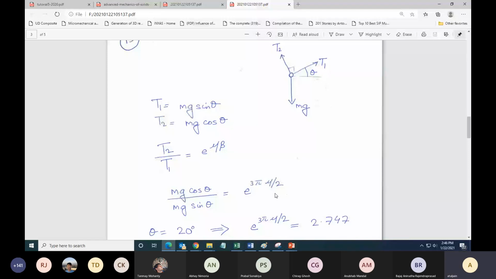So T1 is mg sin theta, T2 is mg cos theta. Also T2 by T1 is e to the power mu beta. So the value of e to the power mu beta is 2.74, which is 1 by 1020. From this you can get the value of mu.